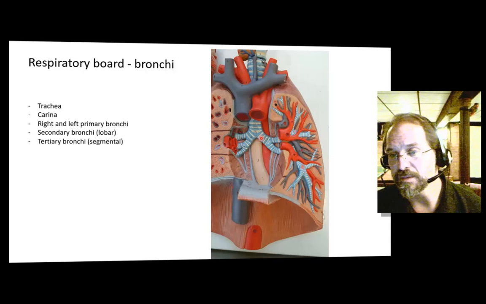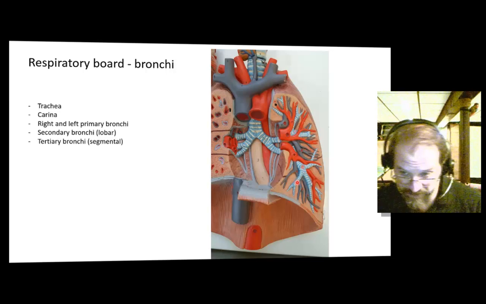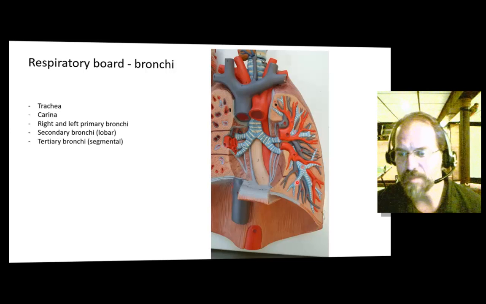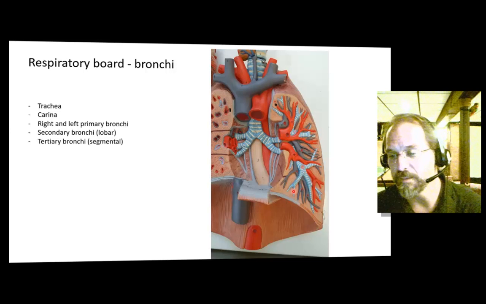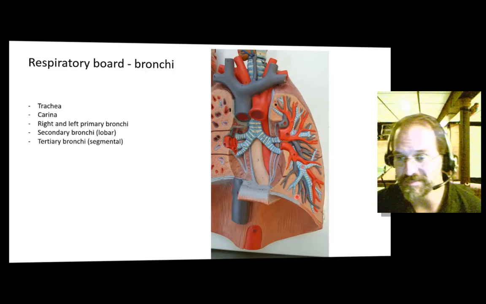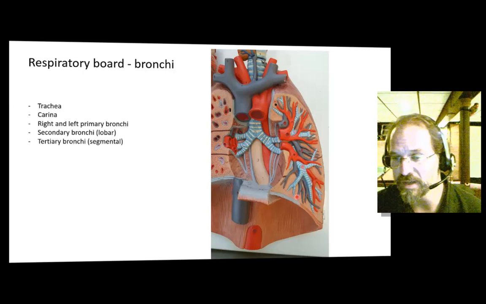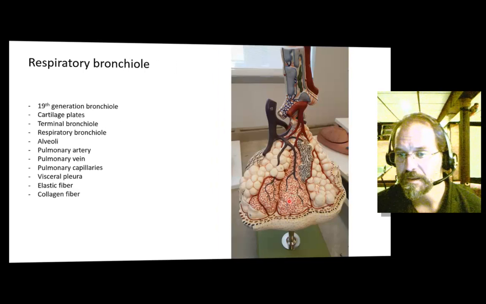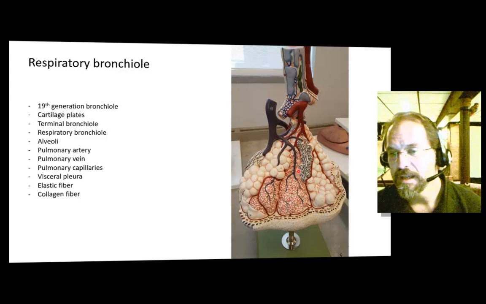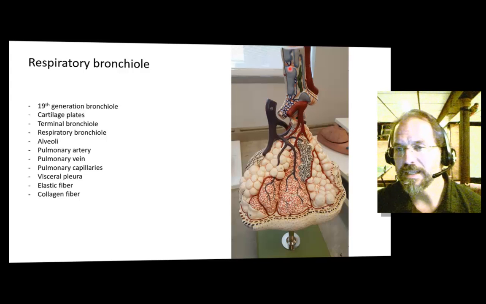So here we go. There's 1, 2, 3. Then we go another 20 bifurcations or splits, and we get smaller and smaller and smaller, to the point where we have a lumen size that's only a matter of, say, 10 to 30 micrometers in some of the smallest bronchioles. So that's what they're trying to indicate here.